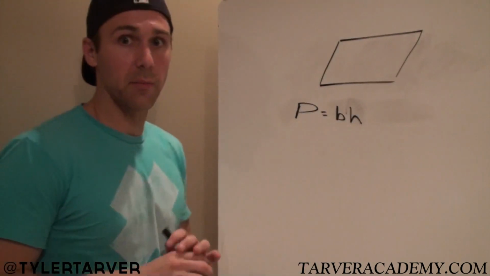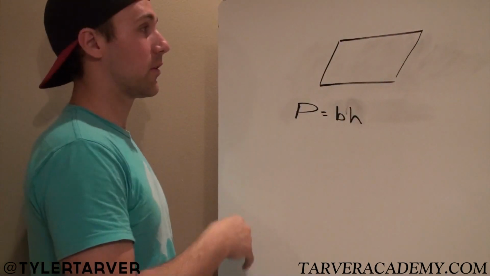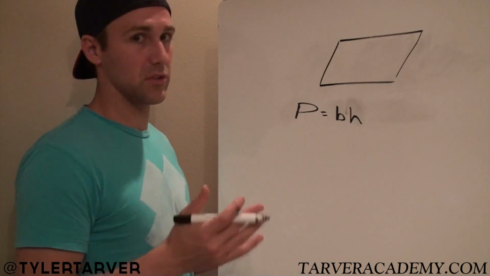Now, in a parallelogram, remember, it's a quadrilateral, four sides. Opposite sides are parallel, okay? If it's a parallelogram, it's understood they're parallel. That's what makes them parallel, okay? Because you told them they're parallel.